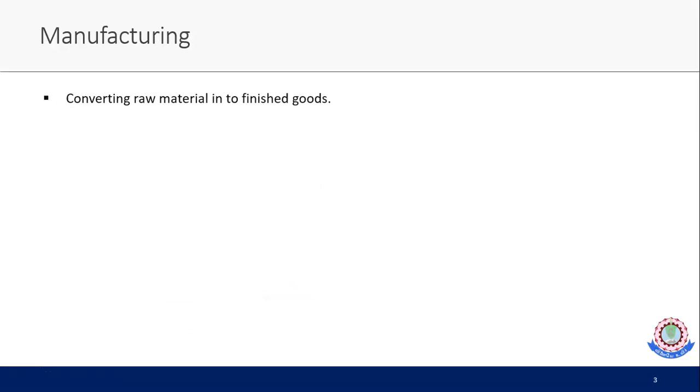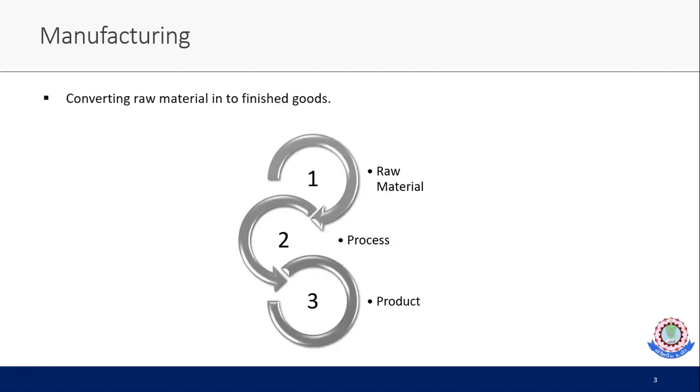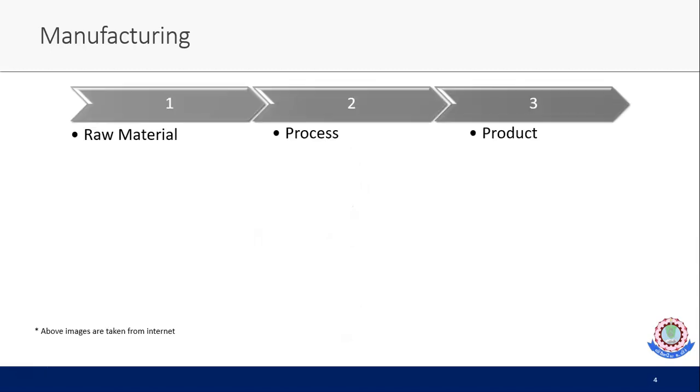Manufacturing: generally, converting raw material into finished products is what we call manufacturing. So raw material is converted into finished goods, right? So it is called manufacturing. The step between raw material and final product is a process. That process is called manufacturing or fabrication or whatever it may be, right? Manufacturing means bringing finished products from raw material.